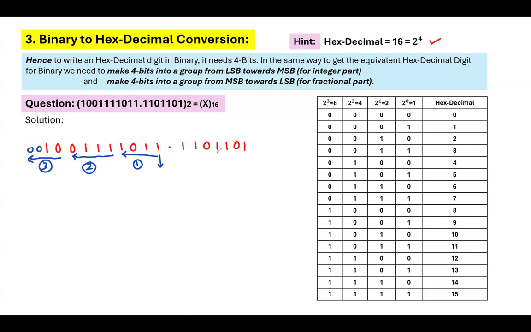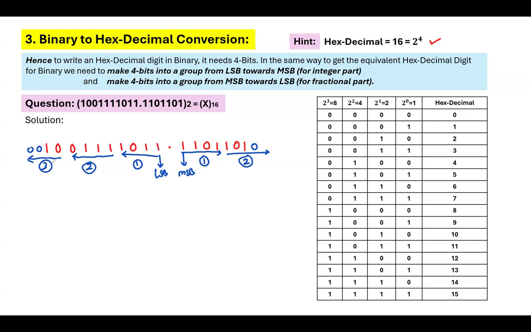Similarly, for the fractional part also, this is MSB, this is LSB. From MSB to LSB, we should move to make the groups. This is the first group, left to right. Next, here 101, only 3 bits we have, so we should keep one more 0 towards the right side. Next, this is the second group. Whenever we keep 2 zeros on the left side, there is no change in the value of the given binary. In the same way, when we put zeros towards the right side in the fractional part after the decimal point, it doesn't change the value of the given binary.